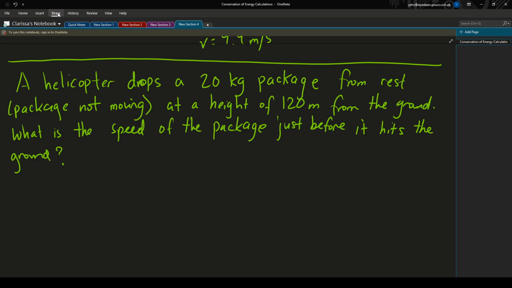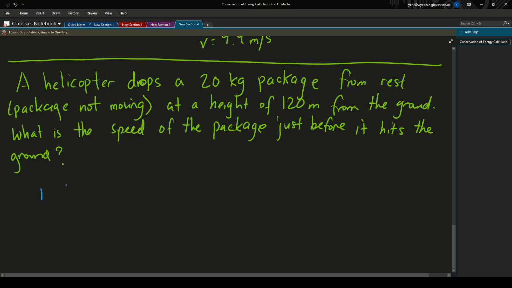Let me then pick. I'll draw a little picture just so you can see. It's going to be a very simplified picture. So here's my package. It's 20 kilograms. Started off about 120 meters from the ground, and then will be right just before it hits the ground, but technically the meters is 0. So it lost all of its gravitational potential energy. Still 20 kilograms.